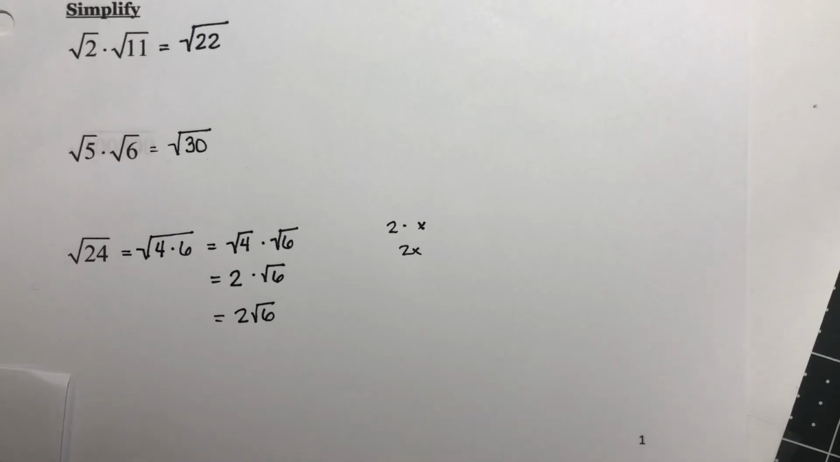It's not the easiest way to get it done though, because, well, 24 is a fairly small number, but why didn't I break it up as 8 times 3 or 12 times 2? Why did I choose 4 times 6? Because I needed to find the largest perfect square number that went into it. And that can be very tricky when you're dealing with larger numbers. In the next video, we'll talk about other ways to get this done.